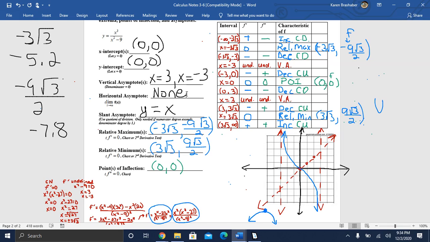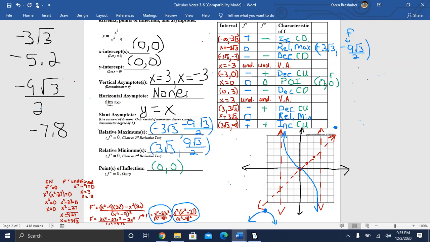And then finally, we have one more point to plot. It's the +3 square root 3. So positive 5.2 and positive 7.8. So we're roughly about in this spot. And this is going to be a relative minimum. So I'm going to erase this right here just to make it easier for us to concentrate. So this is a relative minimum.